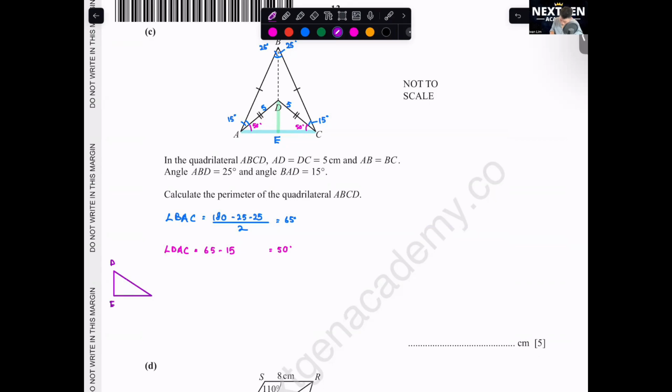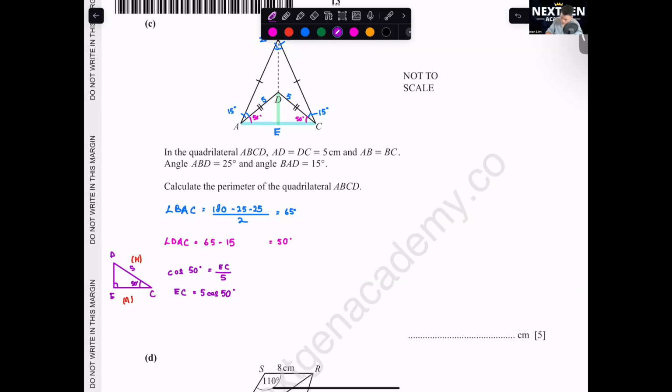DEC. Here is 50 degrees. Here is 5. Sorry, I don't want to find DE. I want to find EC first. Let's find what EC is using SOH CAH TOA. So cos, this part here is adjacent, this one is hypotenuse. So cos 50 degrees is equal to EC over 5. EC is 5 cos 50 degrees.